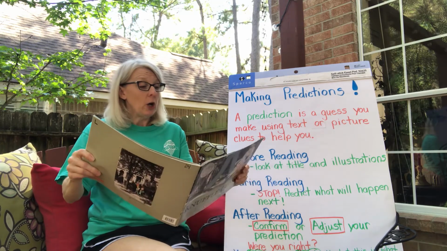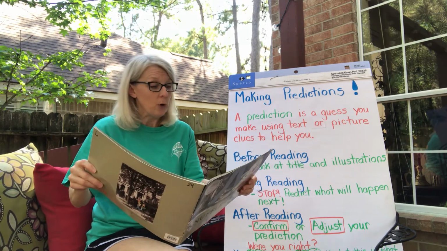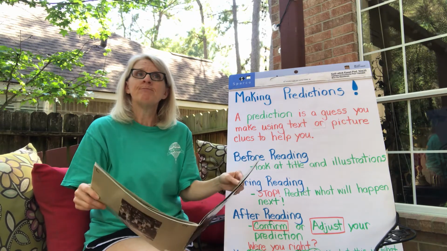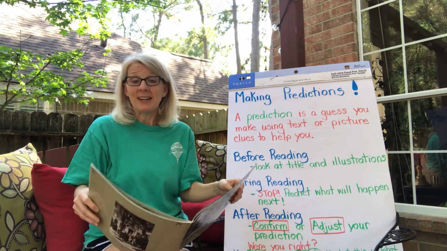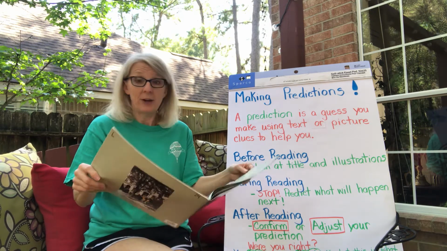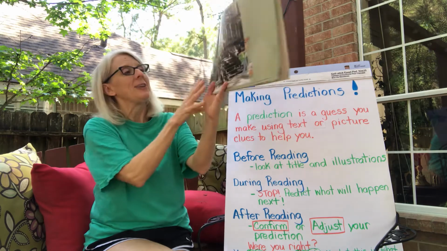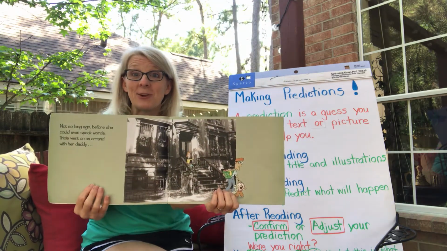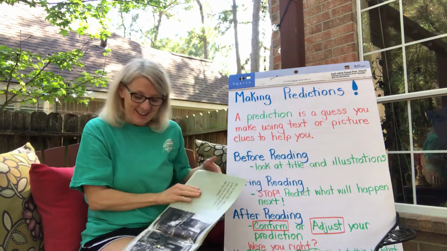Not so long ago, before she could even speak words, Trixie went on an errand with her daddy. So I'm going to go ahead and predict that Trixie is a little girl because it said she went on an errand with her daddy. And look at these pictures. Do you see the background and then the characters are in the background? Isn't that nice?